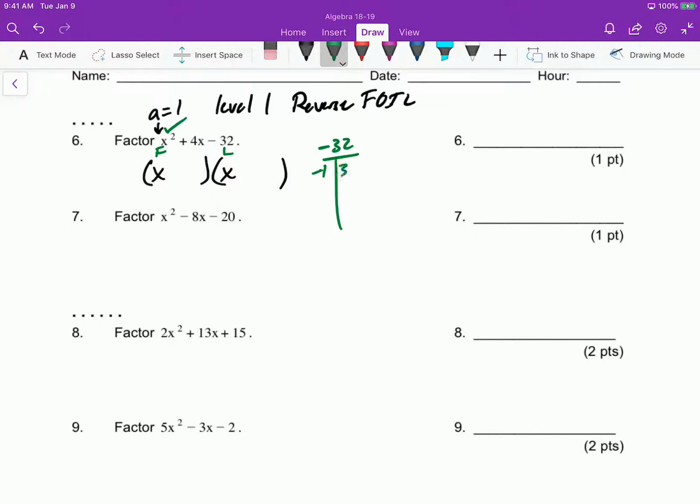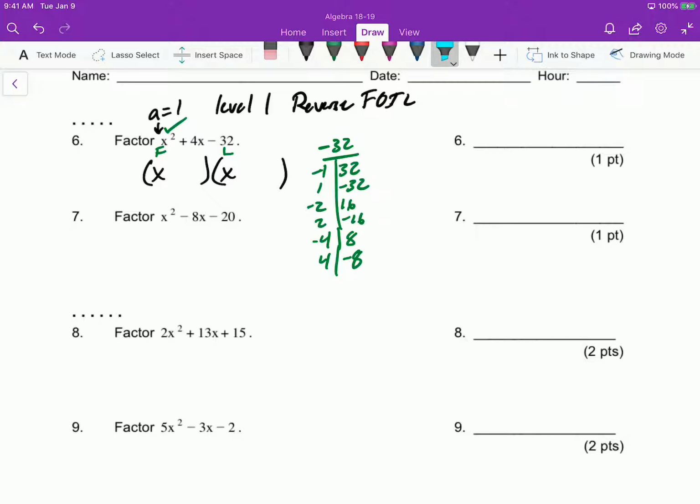It could be negative 1 and positive 32. It could be 1 and negative 32. It could be negative 2 and 16. It could be positive 2 and negative 16. It could be, nope, does 3 go into it? No, does 4 go into it? Yep. So negative 4 times 8 or positive 4 times negative 8. Ooh, I think we found a winner.